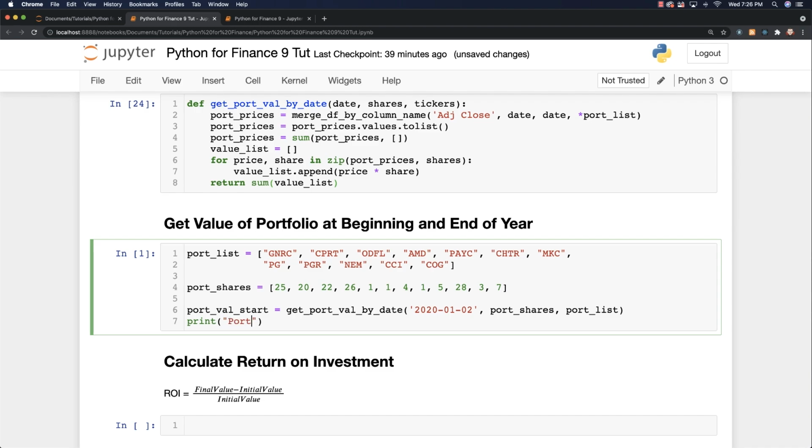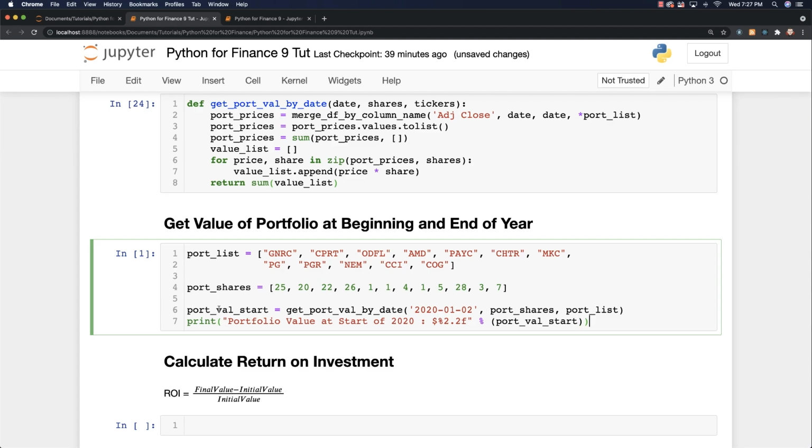Then I probably would like to go and output this. I'm going to say portfolio value at start of 2020, and $, and I'm going to format this. I'm going to say 2.2f, and I am then going to go and output, of course, our portfolio at the start of that period.